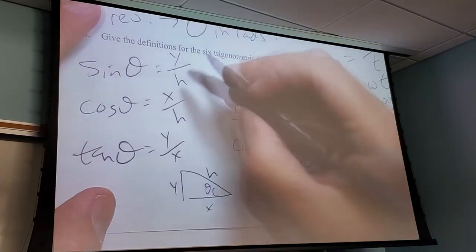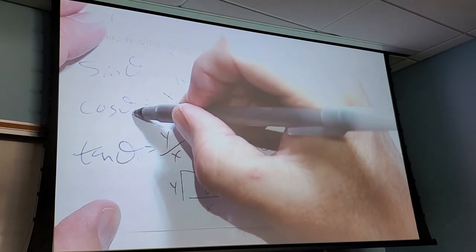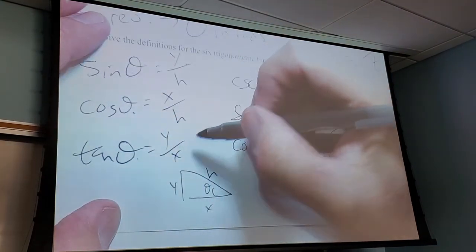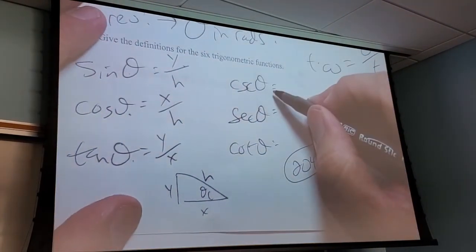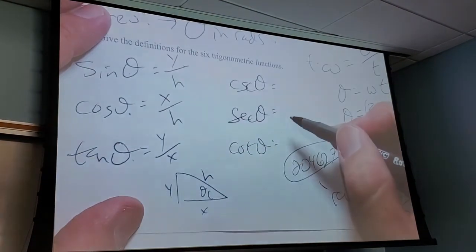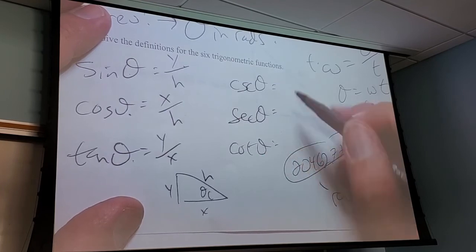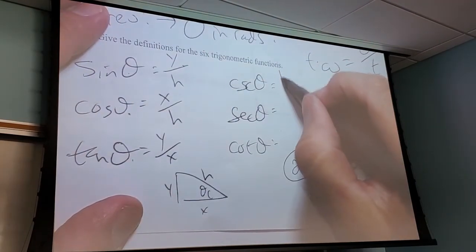Y over x. Notice that tangent is sine divided by cosine. If you divide this by this, don't the h's cancel? So you get y over x. So what's cosecant theta? Why is it easy now that I got this staring at me? Because cosecant is how related to sine? Yeah, it's just a reciprocal, right? So what's cosecant? H over y.